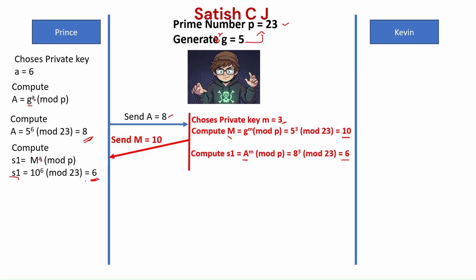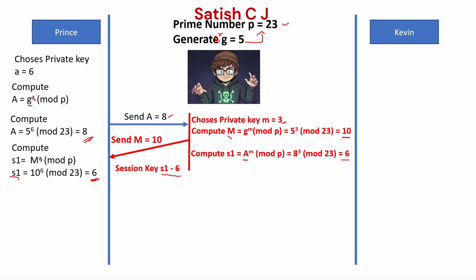But here Prince believes that he has sent a equal to 8 to Kevin, and he also believes that m is a value that he has received from Kevin. So Prince's perspective here is that this 6 is a shared secret key he is having with Kevin. But what's happening is the hacker has intercepted the packet and he is sending his own values to Prince. So the session key that has been established between the hacker and Prince is 6. We call that session key S1.